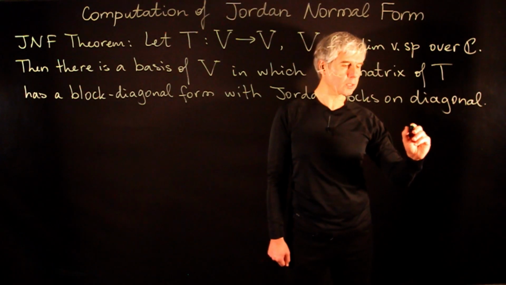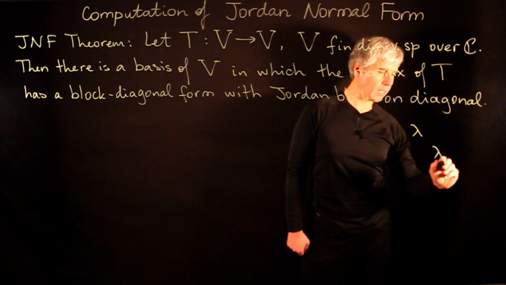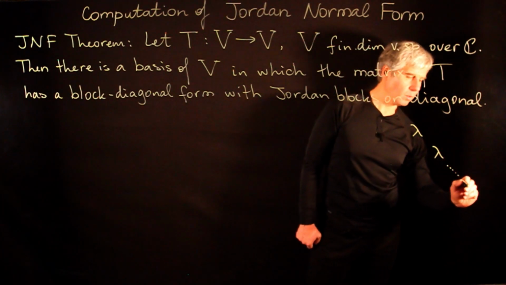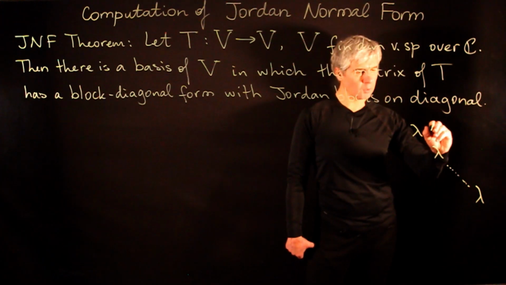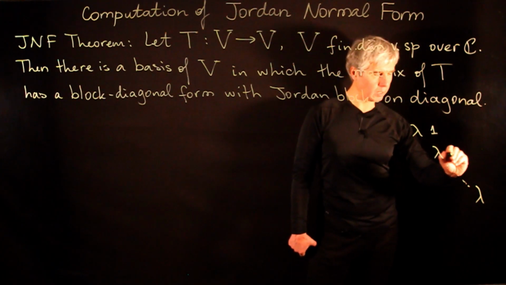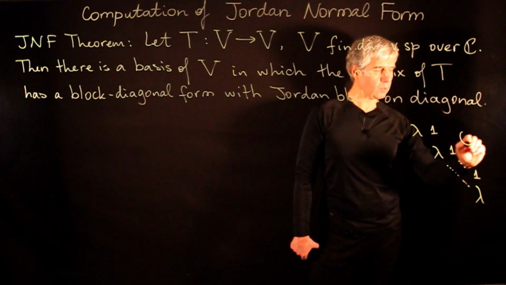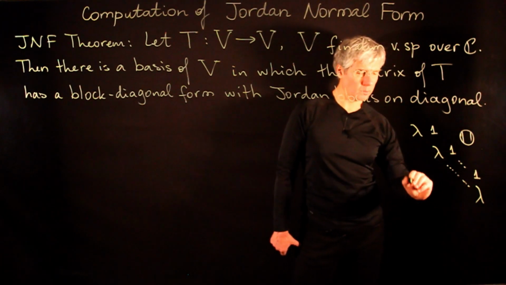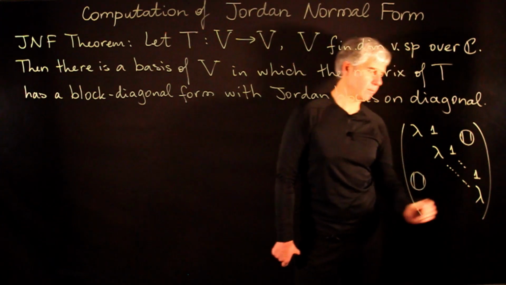And the Jordan block looks like this. So we have a sequence of eigenvalues lambda on the diagonal. Then we have a sequence of ones parallel to it. And the rest of the entries are equal to 0. So in particular, this matrix is upper triangular.